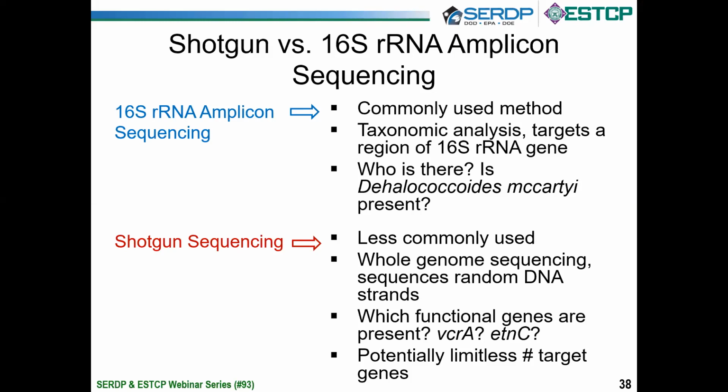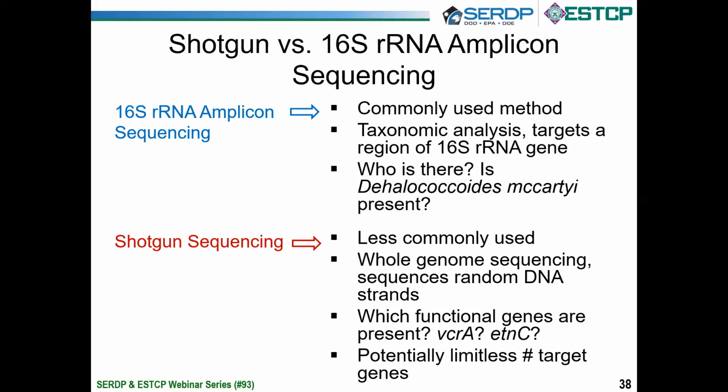Another method, shotgun sequencing, is less commonly used on groundwater. This involves whole genome sequencing, where random DNA strands are sequenced. The method can provide information on which functional genes are present. For example, what is the relative abundance of BCRA or ETNC? In fact, it has the potential to provide data on a limitless number of target genes. It can also generate relative abundance information on which microorganisms are present.